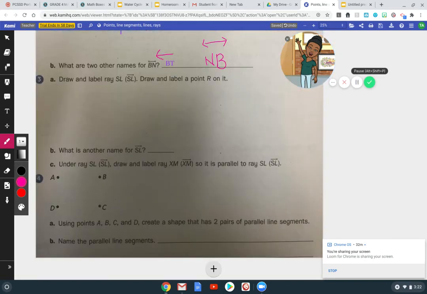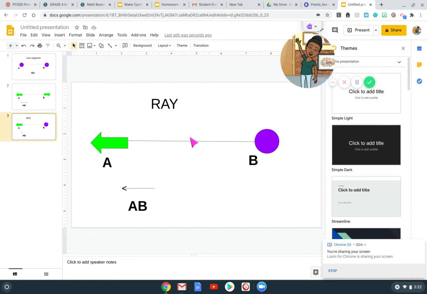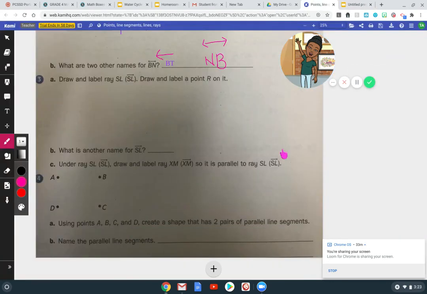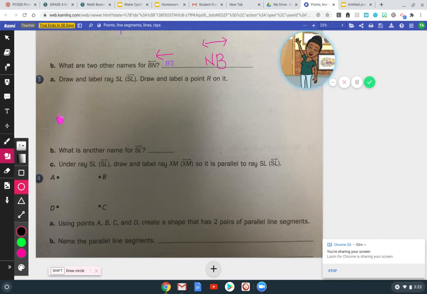Number 3, draw and label ray SL. Since it's a ray, what does that look like? Yes, with a ray, I know only one side has an endpoint and one side goes on forever. If you have to go back to your notes, guys, please do so. I'm going to get you started and you're going to complete it on your own. So let's see what we remember. Because it's a ray, I have a clear endpoint.